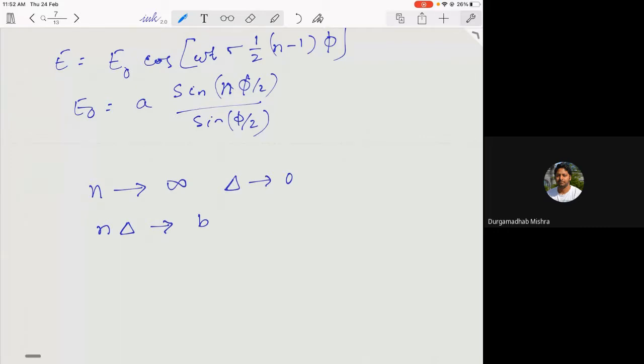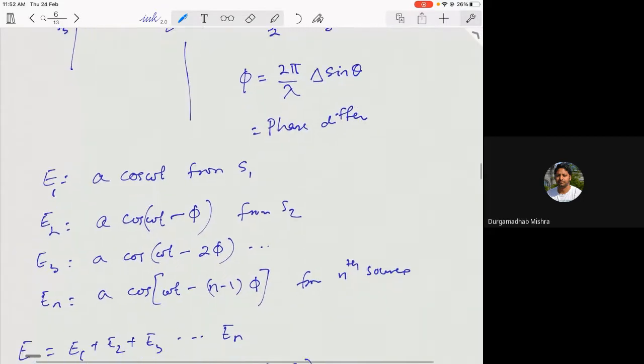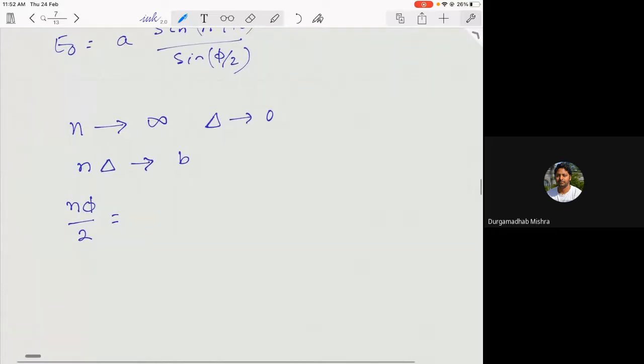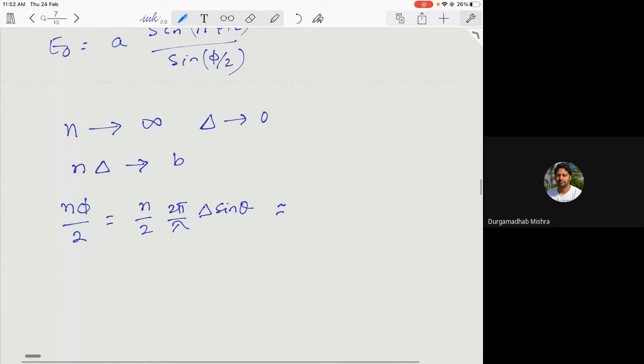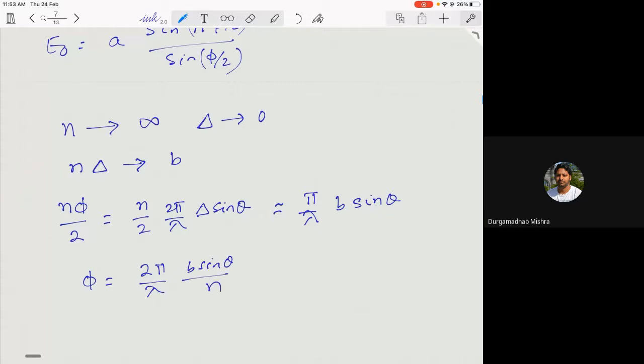And under this condition, what is n phi by 2? Like phi we calculated earlier, phi is 2 pi by lambda delta sine theta. So n phi by 2 is n by 2 times 2 pi by lambda into delta sine theta, which you can simplify. Since n delta is equal to b, it will be pi by lambda into b sine theta. Or phi we can now write as 2 pi by lambda b sine theta by n. So that is the phase difference.